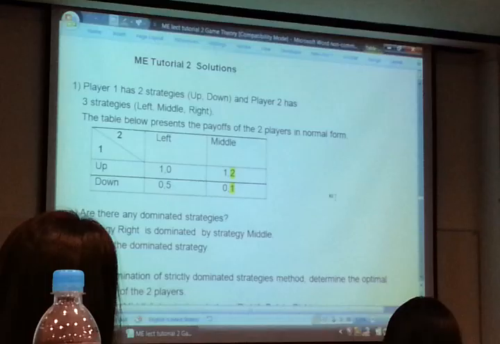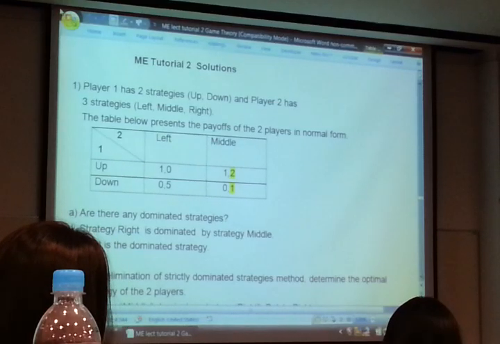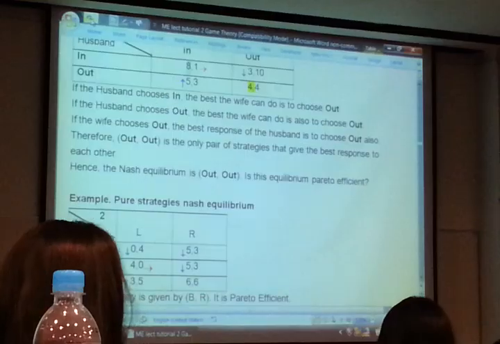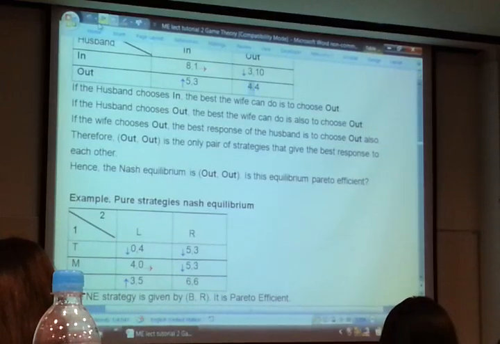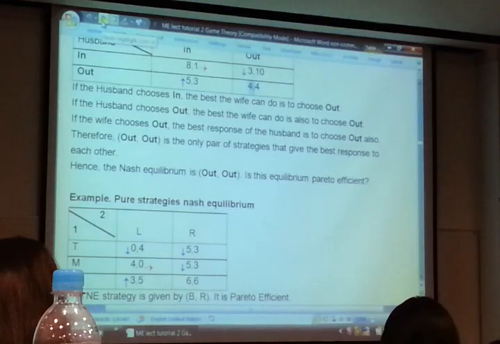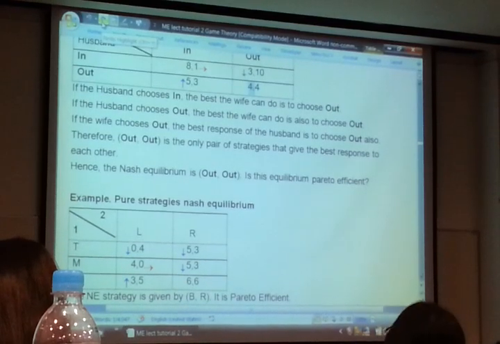So no problem, then let's move on to perfect equilibrium. Now, we'll show you question number 1.